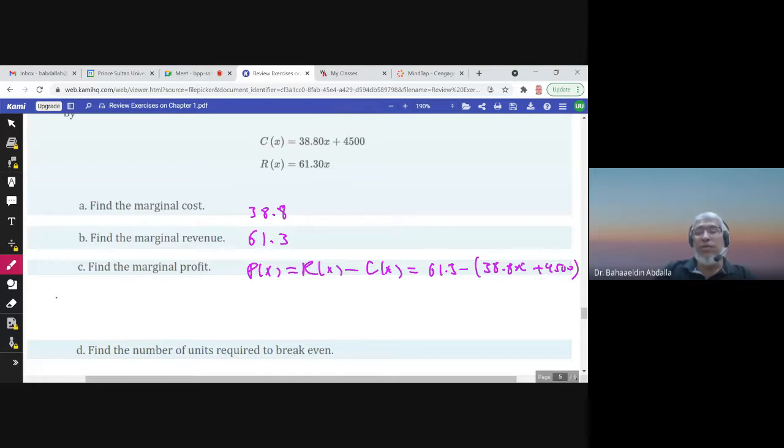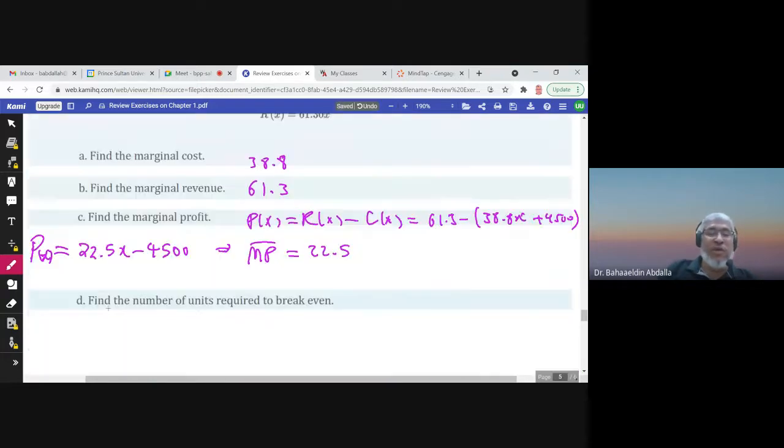So it would be now 61.3 minus 38.8 is 22.5x and minus 4,500. So that's the profit function. So the marginal profit would be 22.5, the slope of the profit function.